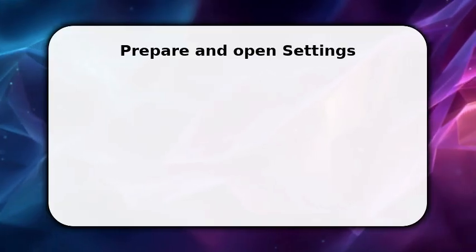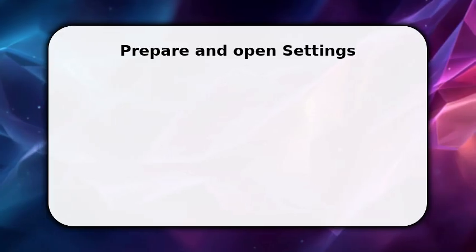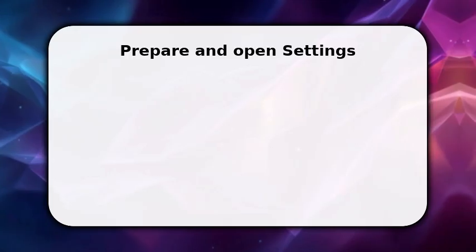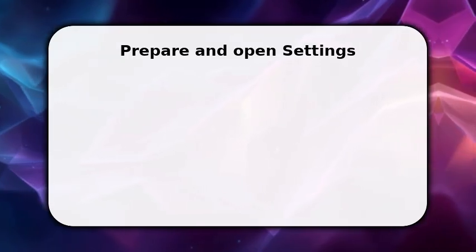You start by preparing the phone. Charge it above 20% and back up any critical settings. Open Settings, then tap Sound and Vibration so you can access volume types directly.